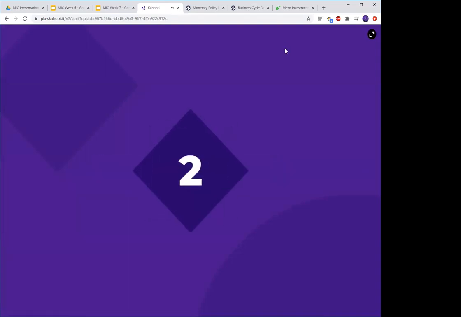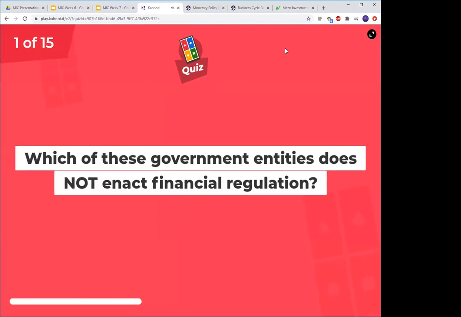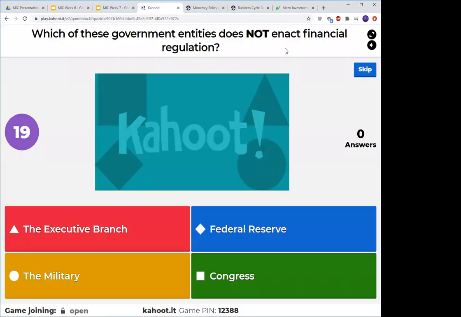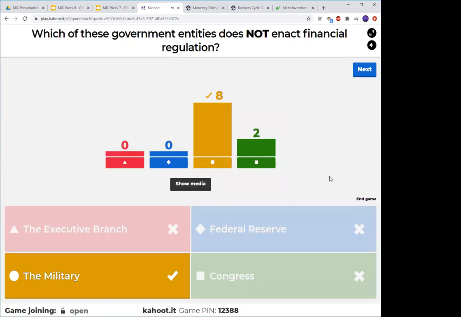Question 1. Which of these government entities does not enact financial regulation? All right, good. Yes, the military does not enact financial regulation. Hopefully it never will have to. All the other three are all major players within public finance.